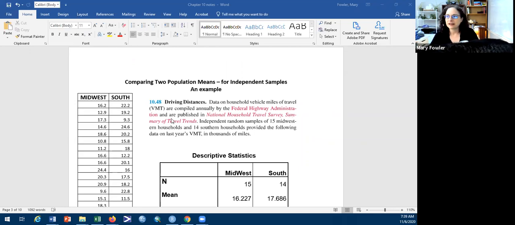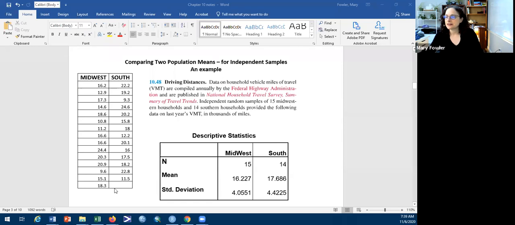So it's from the textbook, Driving Distances. Data on Household Vehicle Miles of Travel, VMT, are compiled annually by the Federal Highway Administration and are published in these publications. Independent samples of 15 Midwestern households and 14 Southern households provide the following data on last year's VMT, vehicle miles traveled, in thousands of miles. Okay, and so I have the data listed here.